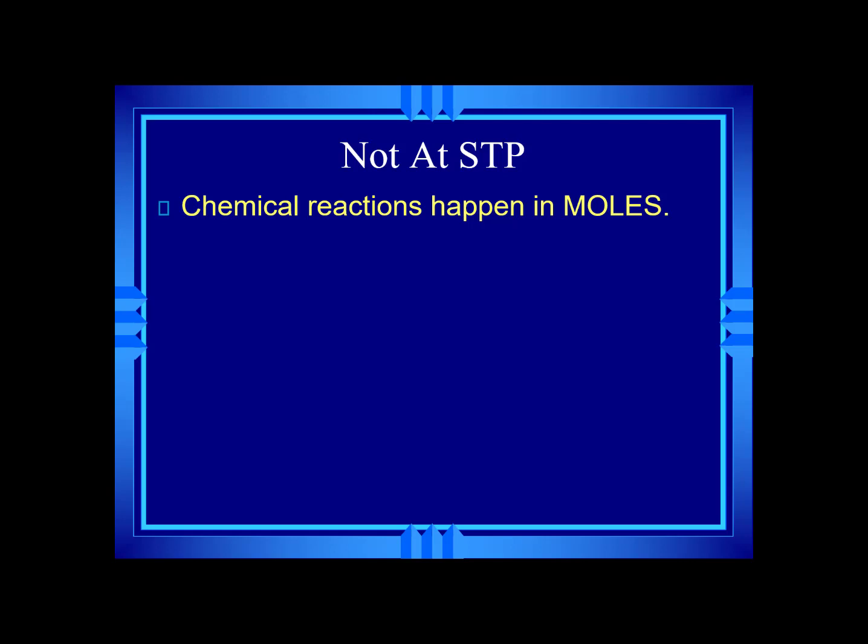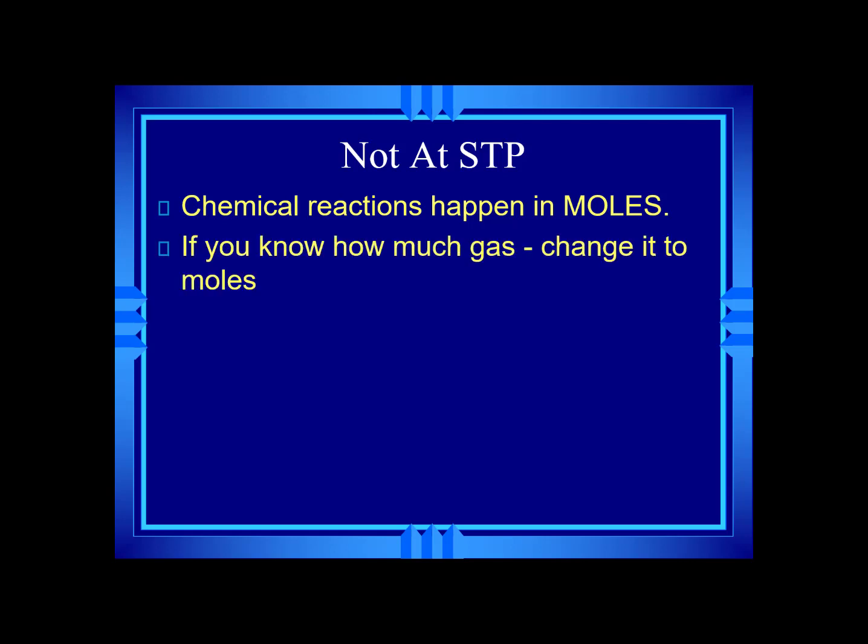Now, if they give me a volume, a temperature, and a pressure, I can turn that to moles. And they're going to have to give me all 3 of those if it's not at STP, because I need a temperature, I need a pressure, and I'm going to change the volume to moles. And I'm going to do that using the ideal gas law.